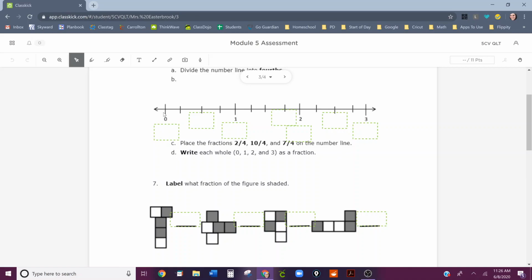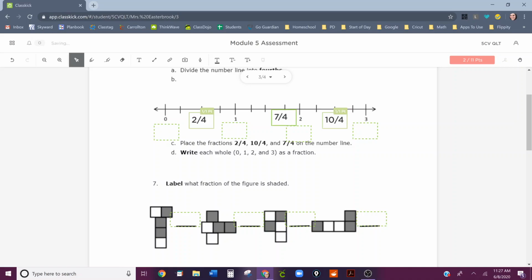So let's start at 0. We're trying to get to 2/4, so we'll go 1, 2. Right here is going to be 2/4. Next it says 10/4, so I'm just going to start at where I know 2 is and keep going till I get to 10. 3, 4, 5, 6, 7, 8, 9, 10. And there's my 10/4. And then next is 7/4, so I'm going to go back to 2 and count up till I get to 7. 3, 4, 5, 6, 7.